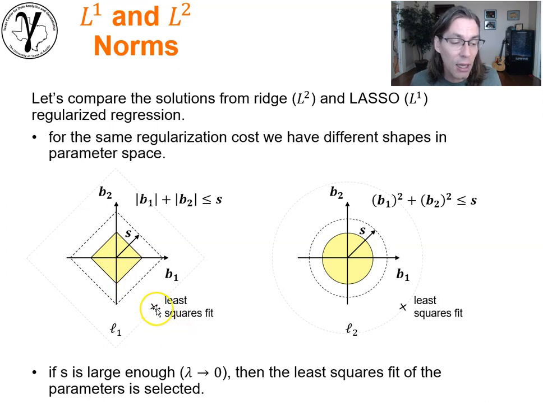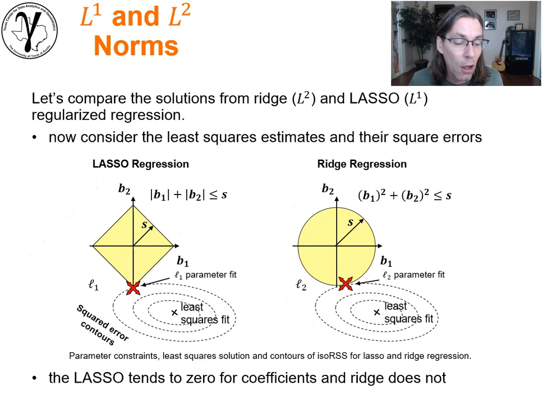Now, this would be the least squares solution combination of the parameters that we would have found with regular linear regression. If we had a large enough S in both cases, in other words, if the lambda parameter was low enough and had too little influence to change us from getting that solution, then we would get back to having linear regression. But as we increase the lambda parameter, we can't get to that optimum solution, the least squares fit.